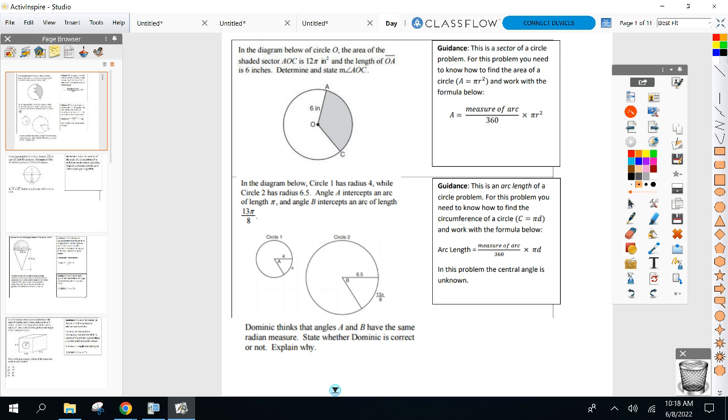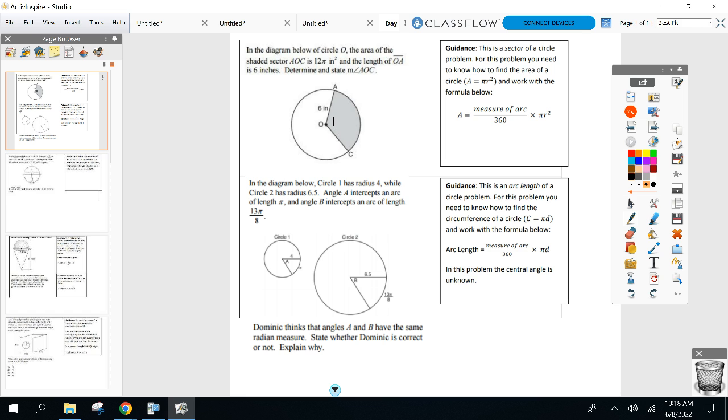Let's see. In this diagram, the area of the shaded sector is 12 pi. What's angle AOC? All right, a formula that's not given to me, so I'm going to have to make sure I know it.